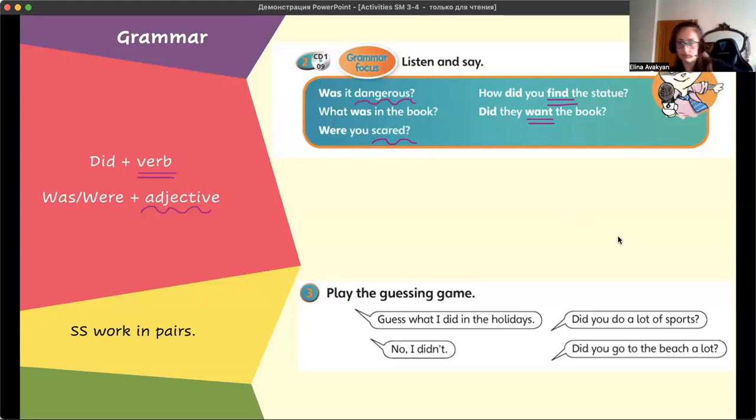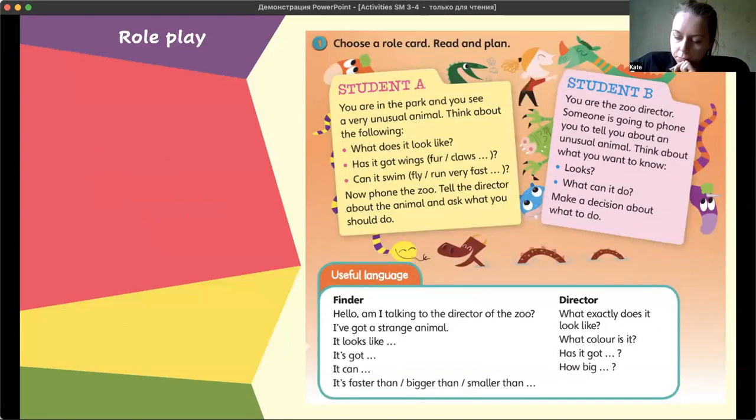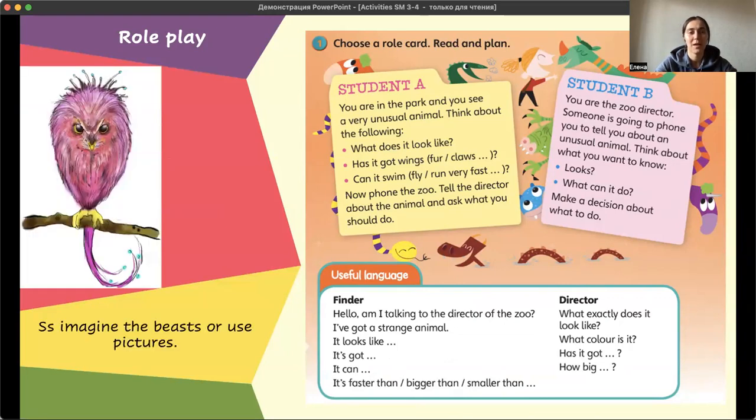So the next is a role play. In our books, we have this page with 2 cards for student A and B. I really love these tasks because they have the situations, we don't need to imagine anything, and they have this useful language part. So this one is about beasts, fantastic beasts.